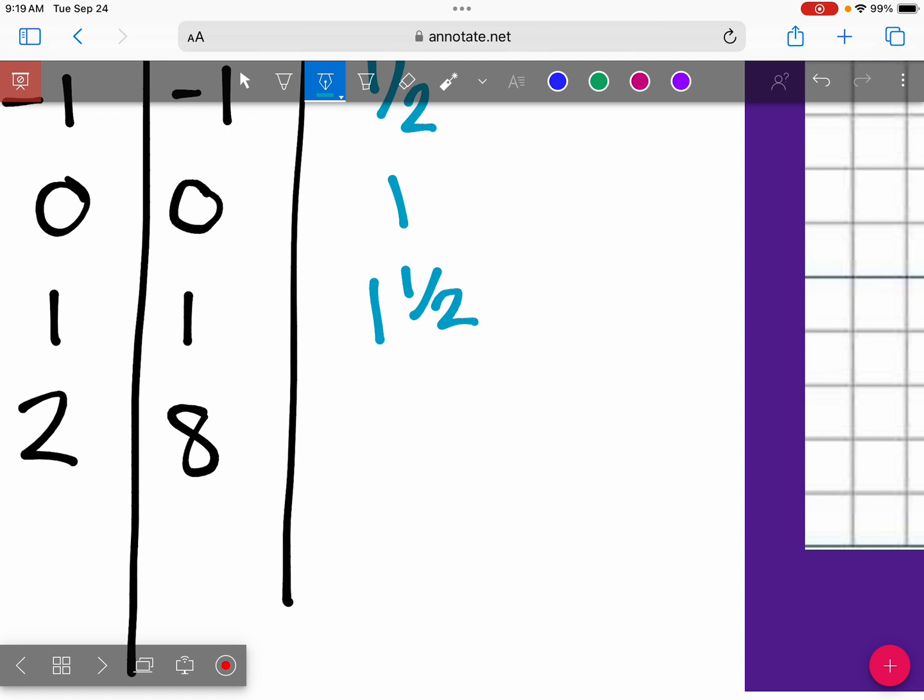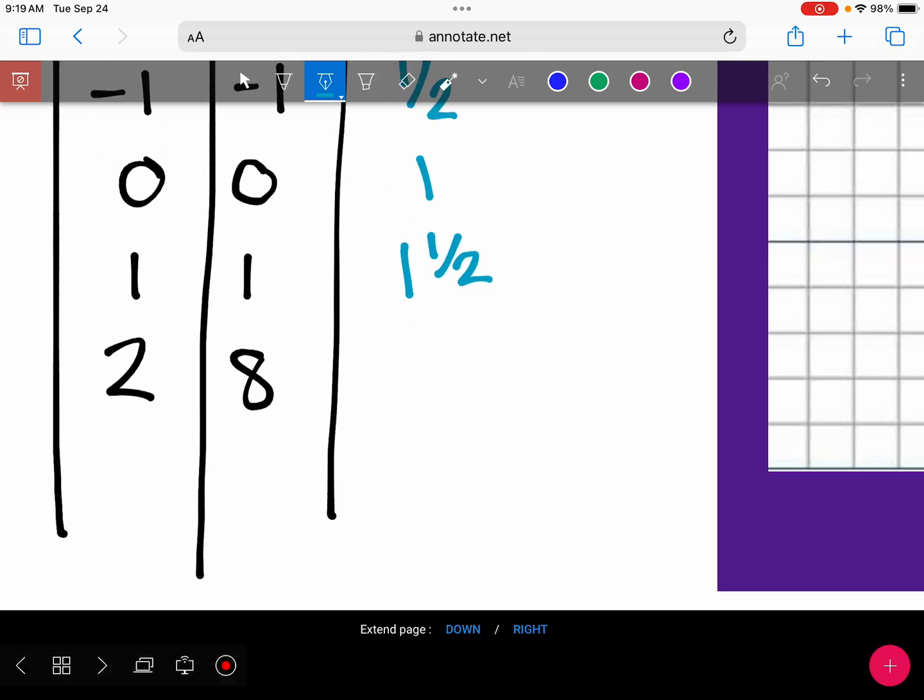-1 times 1/2 will give me -1/2. -1/2 plus 1. Oh, right. So don't forget our plus 1. All right, so then our last one here, what are we going to have? 5. Because 8 times 1/2 is 4, plus 1 gives me 5.